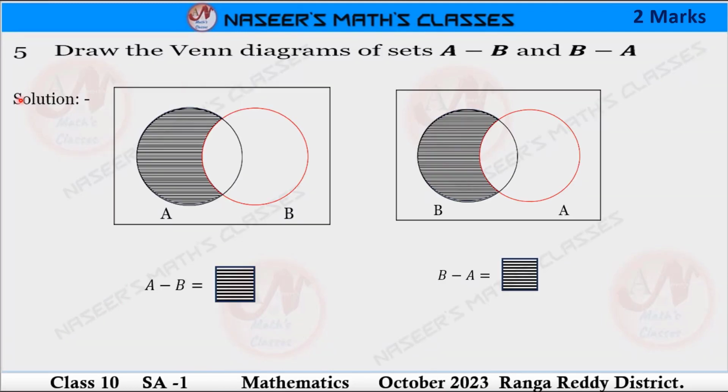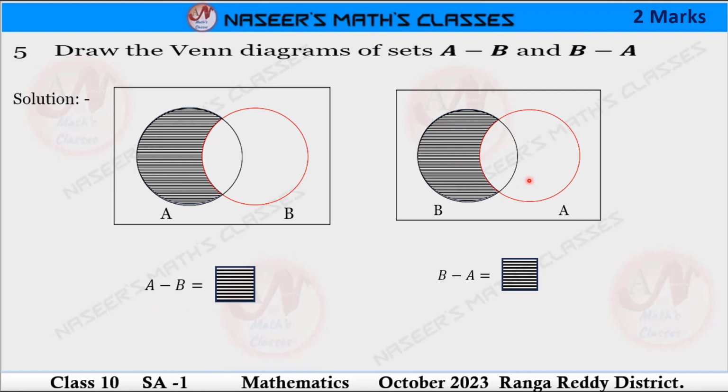Now we are going to solve the fifth problem. In this problem it is given that draw the Venn diagrams of the sets A minus B and B minus A. So A minus B is drawn as follows. Here this set indicates set A and this set indicates set B. From set A we have to remove the set B. Then the shaded region indicates A minus B.